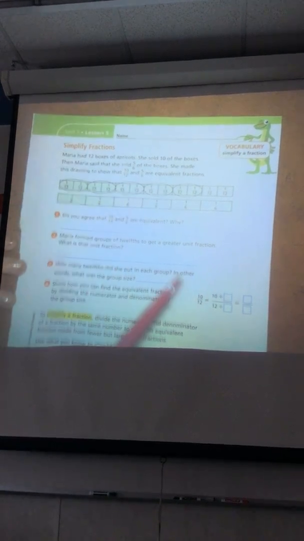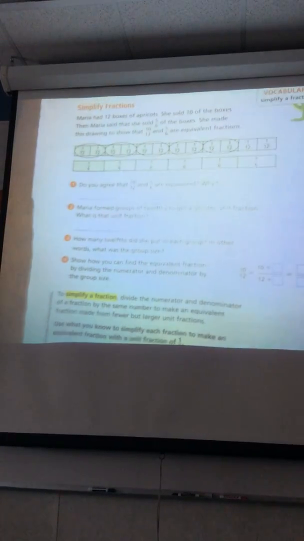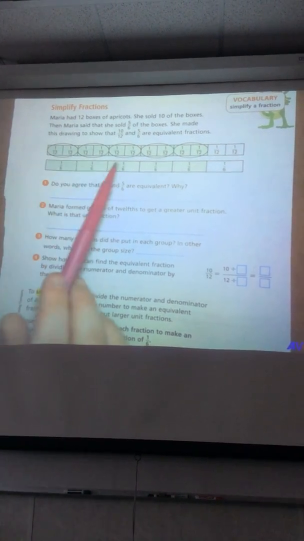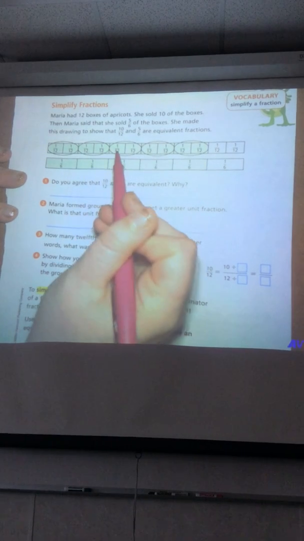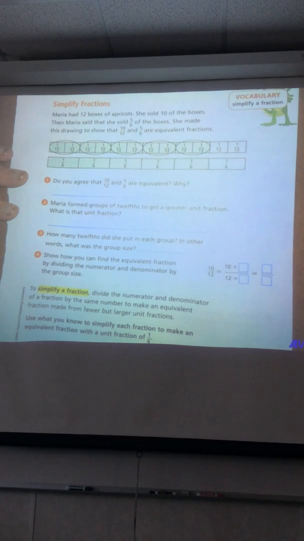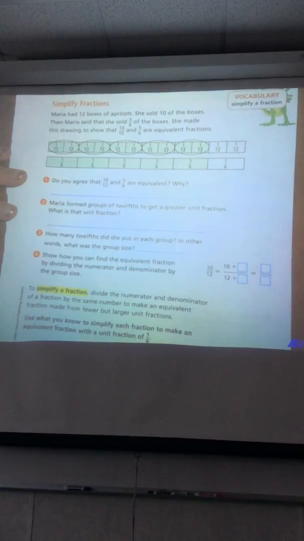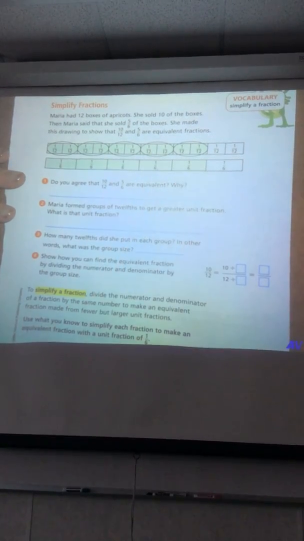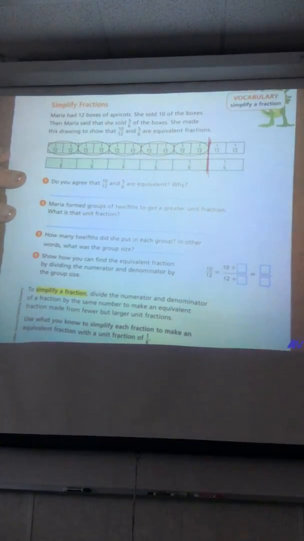So let's go ahead and look at this drawing right here. Let me just get a little bit closer. There we go. Okay, so right here we have 12ths, okay? So we have, let's count how many she has shaded. She has 1, 2, 3, 4, 5, 6, 7, 8, 9, 10. So she has 10/12 shaded. Now down here she has 6, okay? And let's see how many she has shaded down here. 1, 2, 3, 4, 5. Okay, if we look right here at this line, then we can see that that equals the same amount.